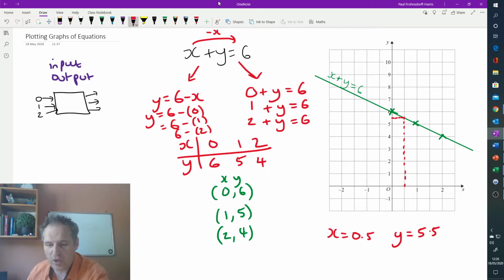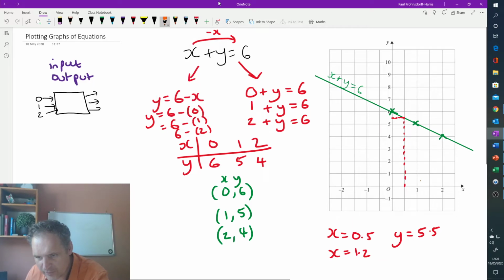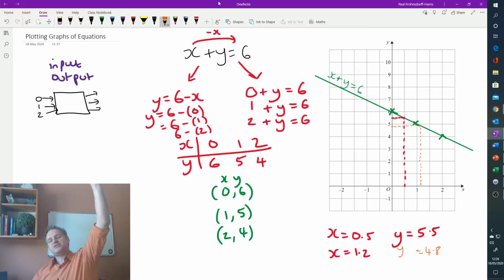I can even do, like, if x is 1.2, well, I'm going to read up at 1. That's 1.1 probably. Let's be as precise as we can. 1.2. Let's do this in orange. 1.2 is probably about here. Up to there. I reckon it's about y equals about 4.8. Let's verify. 4.8 add 1.2 is 6. Yay! So you can see it does work.